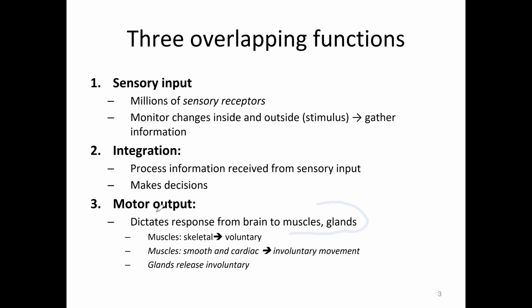So when motor output is sent to skeletal muscles, then it will be your voluntary response. When it will be sent to smooth or cardiac muscles, that will be involuntary response. Or motor output can be sent to the glands, and they will release their product or secretion, and it's going to be also involuntary response.